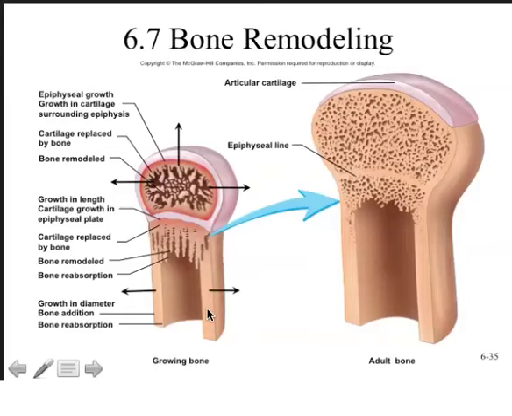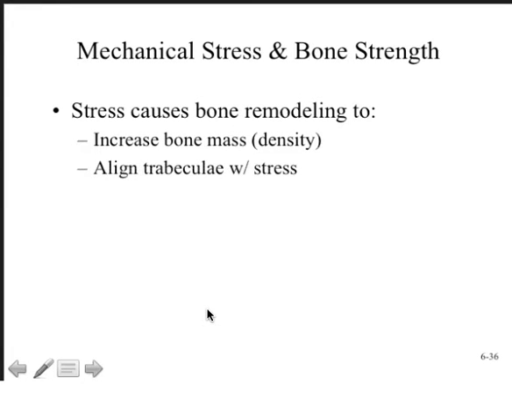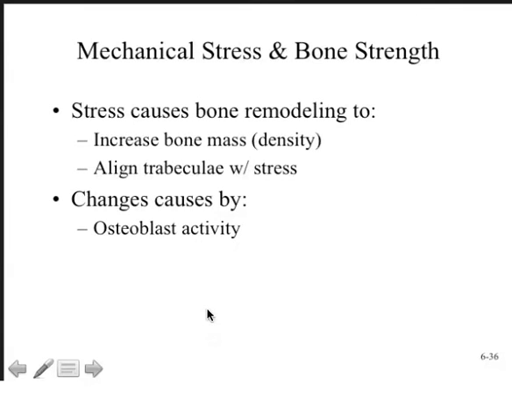activity on mineralized bone. Okay, mechanical stress is going to have an impact on bone strength. Stress causes bone remodeling to increase bone density and align the trabeculae along the stress lines. And this is simply so that it can support the applied force without fracturing. The changes are caused by increased or decreased osteoblast activity depending on where the stress is, and this is going to allow the bone to respond appropriately to the reapplied force.